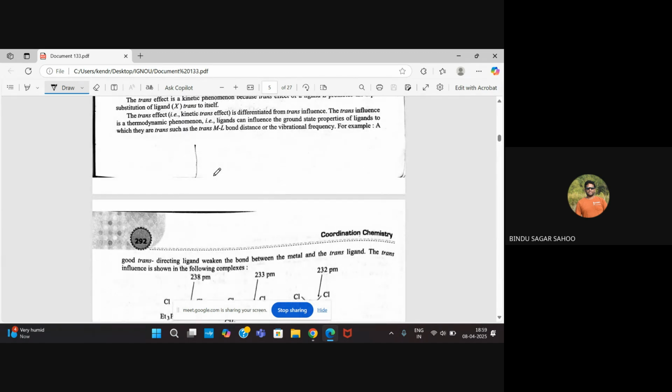Okay, but when we discuss the question, they will ask from trans influence. There will be a separate order of trans influence also. The trans influence is governed by the thermodynamic parameter, and the trans effect is governed by the kinetic parameter.